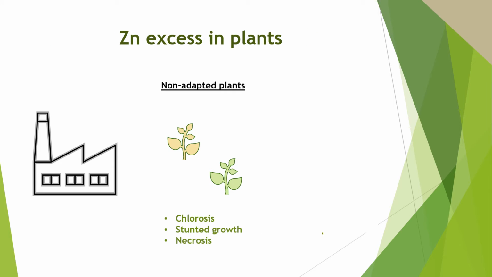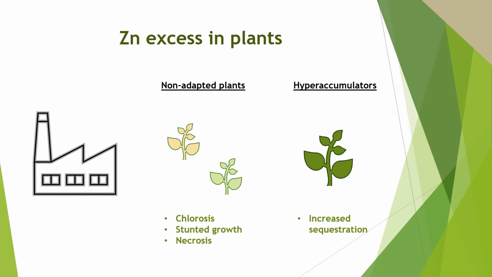Not only are there areas of very low zinc, but also regions of very high zinc, often near industrial activity. Now, in non-adapted plants, this can cause symptoms of chlorosis, stunted growth, and necrosis. However, there are a few species that have adapted to live under these conditions. One type of these plants is a hyperaccumulator plant. As the name suggests, these have increased sequestration of the metals, often in storage organelles or storage organs, and this allows them to adapt to these environments. These plants are actually quite interesting for both phytoremediation efforts, but also phytomining possibilities.